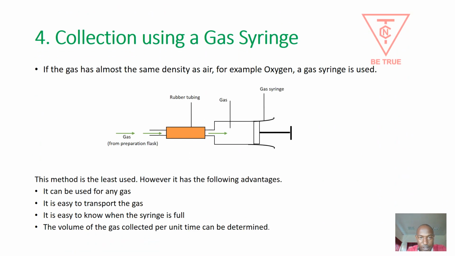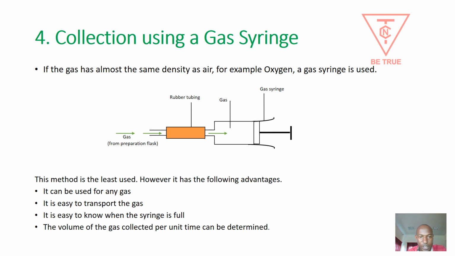The fourth method is collecting the gas using a gas syringe. This method works best for gases that have a density almost equal to that of air. For such gases, collecting them by upward delivery or downward delivery doesn't work very well. But with a gas syringe, it can work for all gases, whether denser or less dense than air, or soluble in water or not soluble in water.